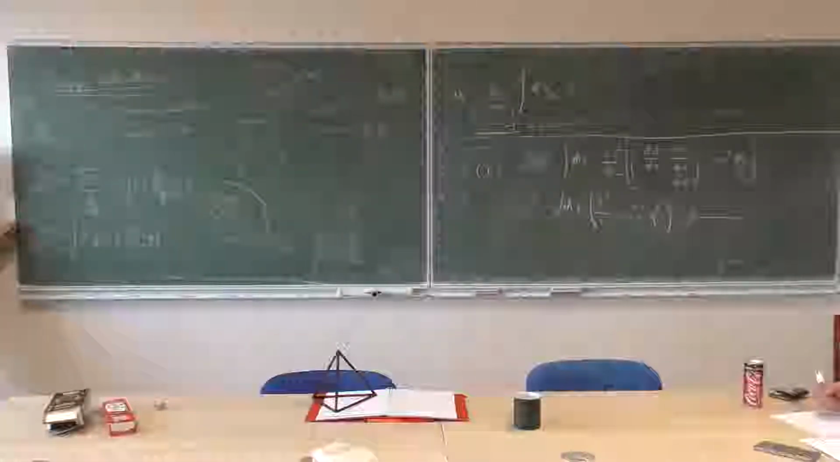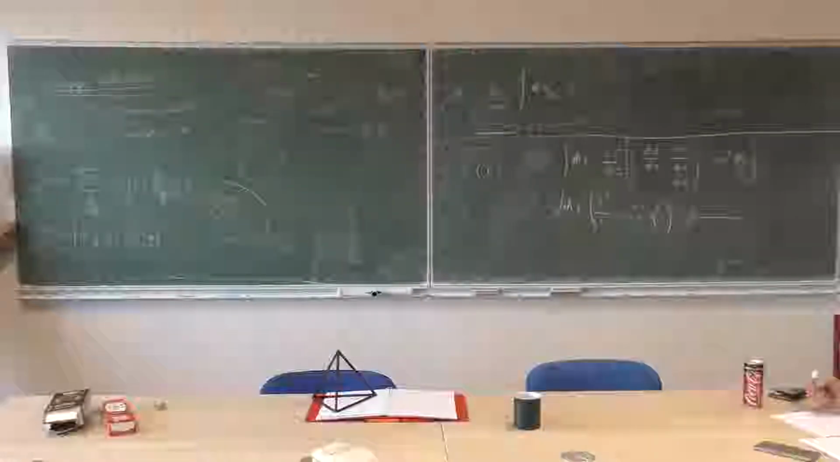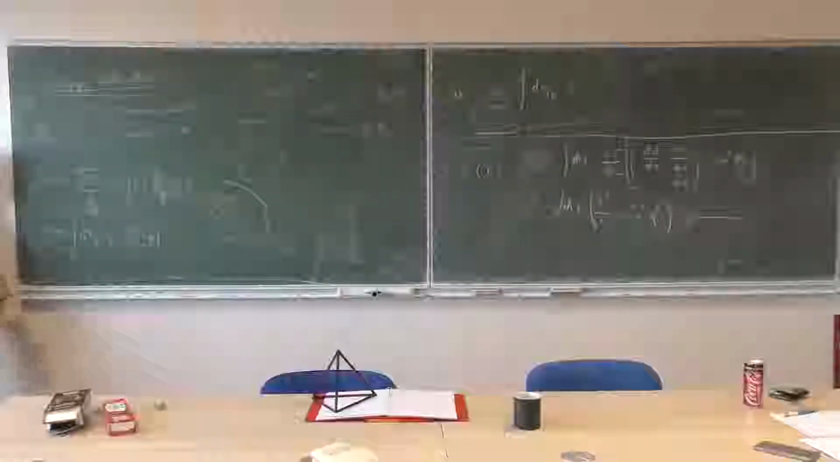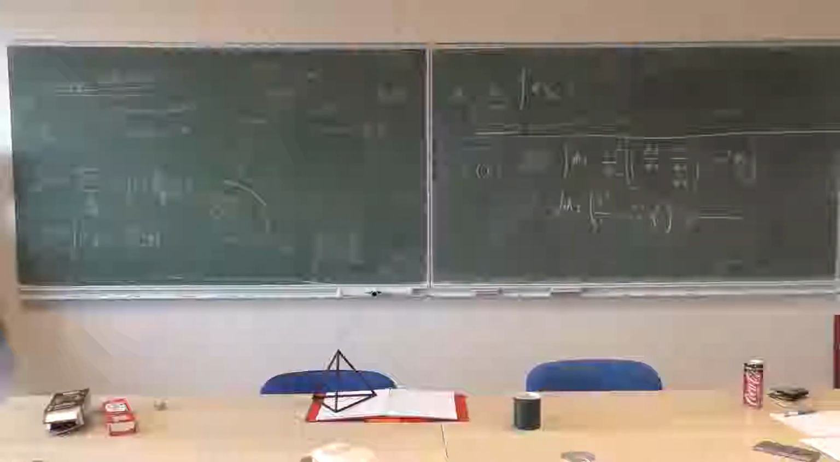Refining the triangulation means making the L small, making an infinite number of triangles. Exactly. Of course, what you prove has nothing to do with infinity. What you prove is that for every epsilon, you can find a finite number of triangles, but many enough for making this minus this less than epsilon.